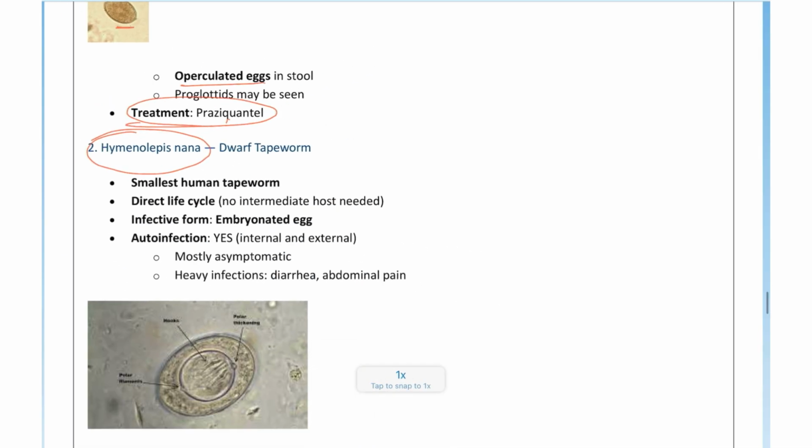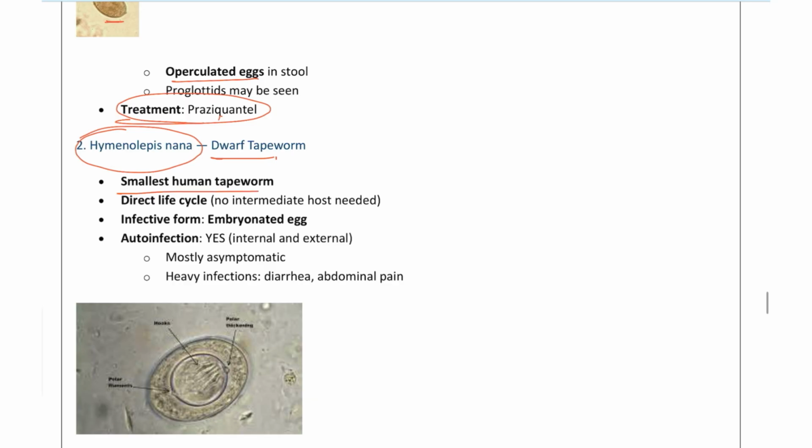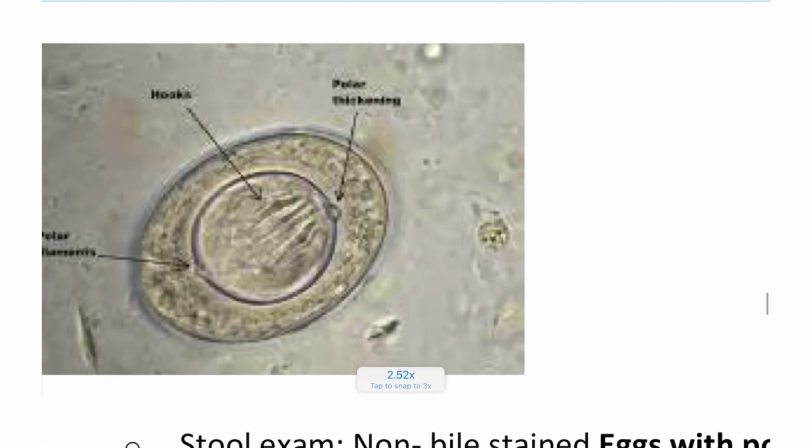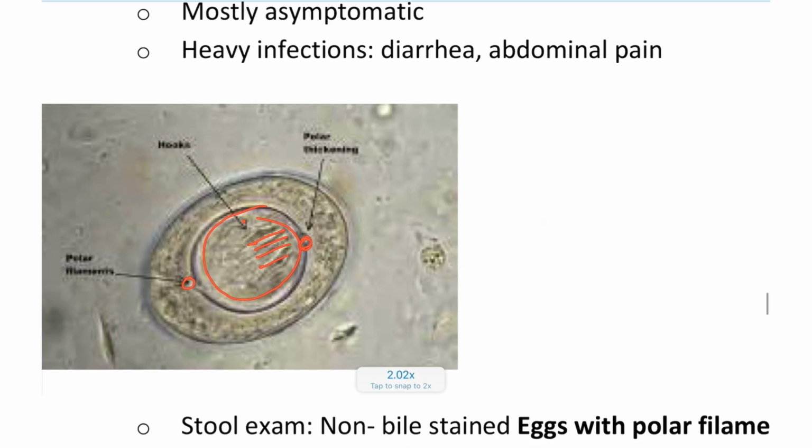Hymenolepis nana. This is the dwarf tapeworm, the smallest tapeworm, and no intermediate host is needed for nana. Again, you are going to see auto-infection, especially in those who are immunocompromised. And here you can see the polar filaments on the egg, and these kinds of hooks that you are going to see.